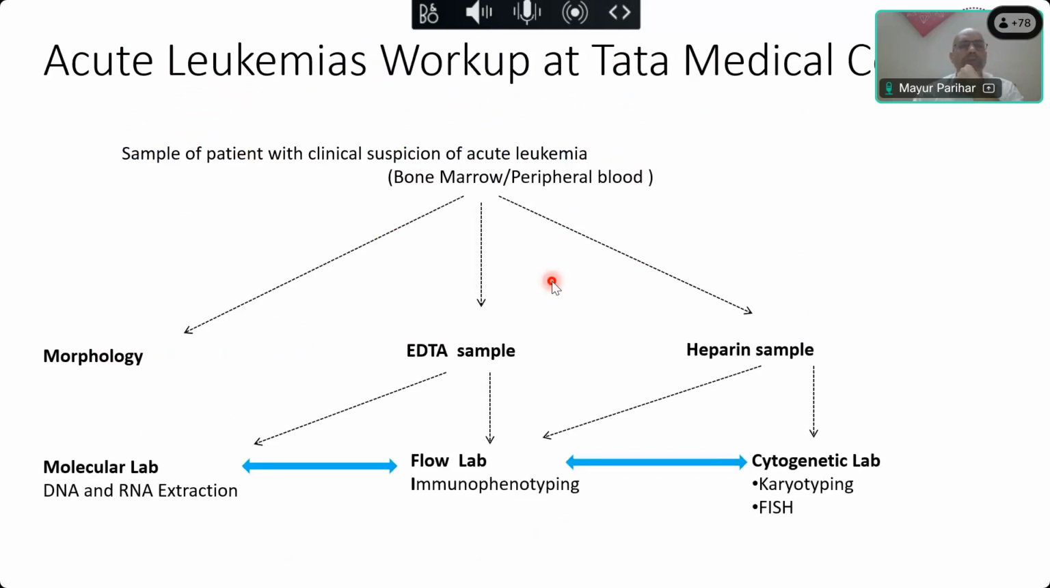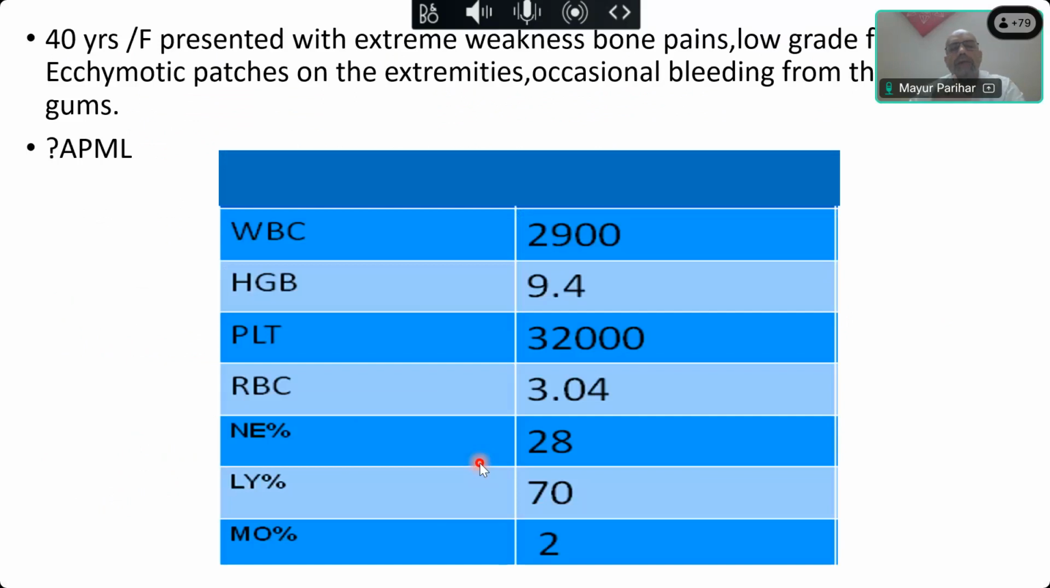So, how do you work up an acute leukemia? Well, you get a morphology, you take an EDTA sample that goes to the flow lab and to the molecular lab for DNA and RNA extraction, and a heparin sample that goes to the cytogenetic lab. If you do not have enough marrow, the heparin sample first goes to the cytogenetic lab. They put their share of the marrow for culture, and the same can then be sent to the flow lab for immunophenotyping.